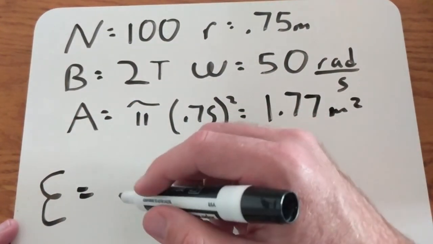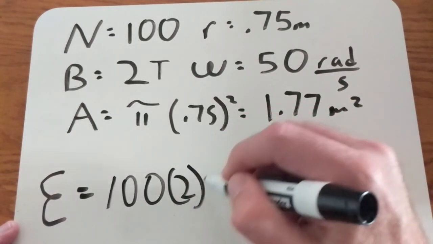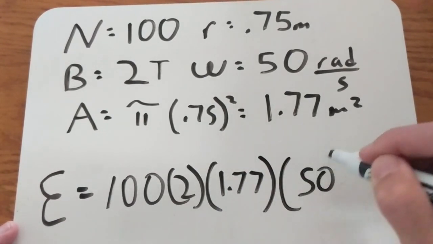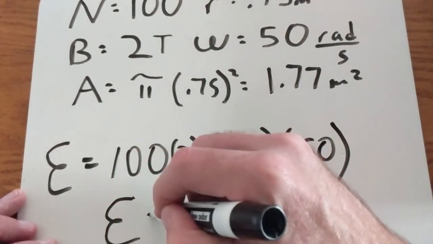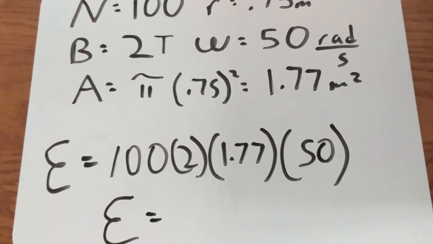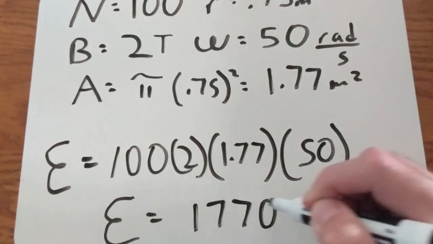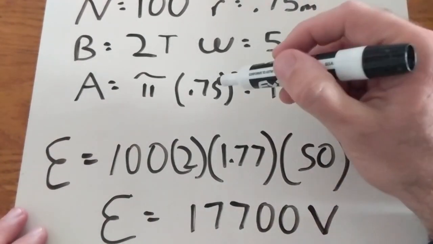EMF is equal to NBAω. N is 100, B is 2, A is 1.77, and omega is 50. And we can go to our calculator, all right, where we get an EMF. How many volts is this electric generator producing? 100 times 2 times 1.77 times 50 equals 17,700 volts. That is a pretty strong electric generator, but it's pretty big.